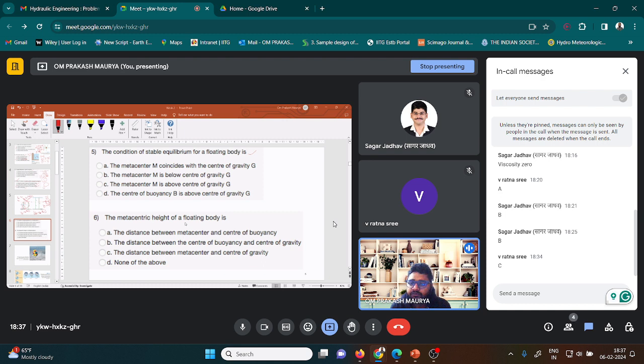So now question number 6: the metacentric height of a floating body is the distance between metacenter and center of buoyancy; B, the distance between center of buoyancy and center of gravity; option C, the distance between metacenter and center of gravity; D, none of the above. Please write your comment for question number 6.